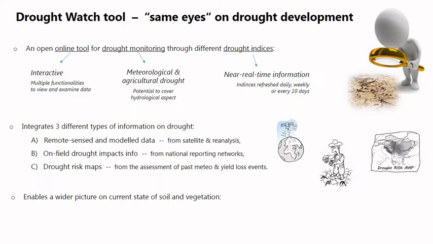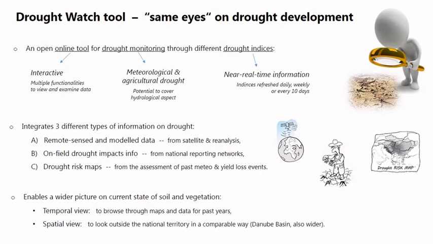The added value of such a tool is that it enables a wider picture on the current state of drought conditions in terms of spatial coverage, that is, to look outside the national territory in a comparable way, and also in terms of enabling a temporal view on drought, so it allows users to browse through maps and analyze data for the past months or years.